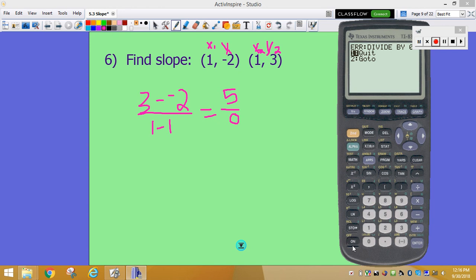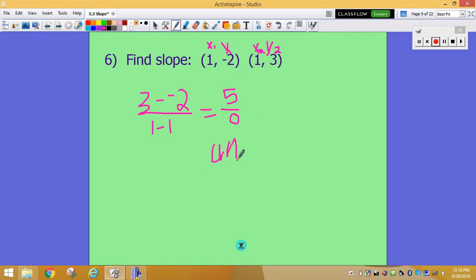You cannot divide by 0. So if 0 is in the denominator, that means your slope is undefined. This is one of those lines that went vertical. And look, if I plotted these, (1, -2) and (1, 3), these two dots do make a vertical line, which is undefined.